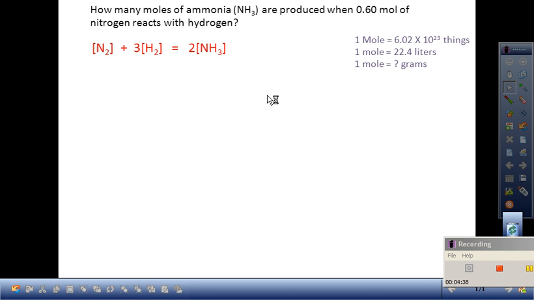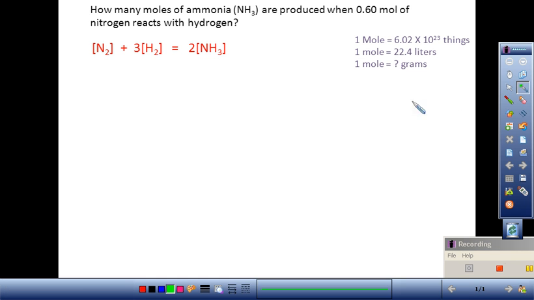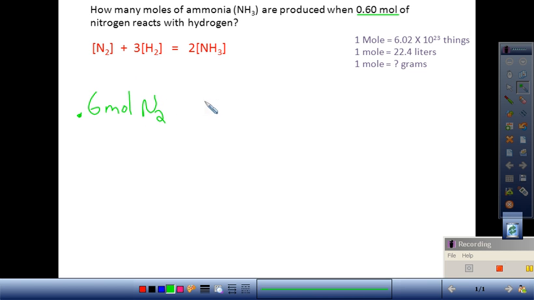So remember the process says step number 1 is to write the given. So I have 0.6 moles of nitrogen. And I know that's my formula there. Write the given. Now I'm trying to figure out how many moles of ammonia. That's what I'm trying to get to. So I don't have that.